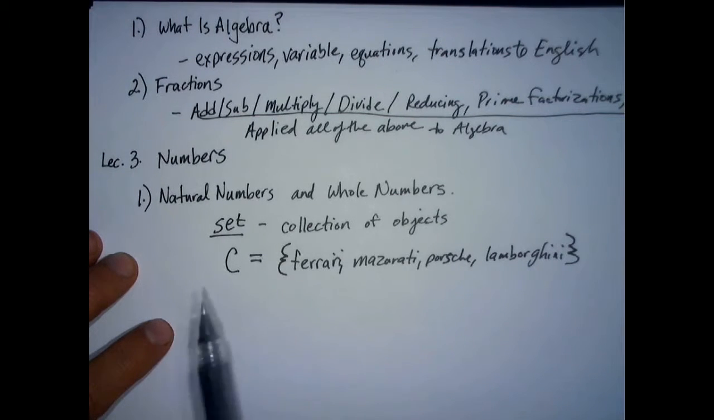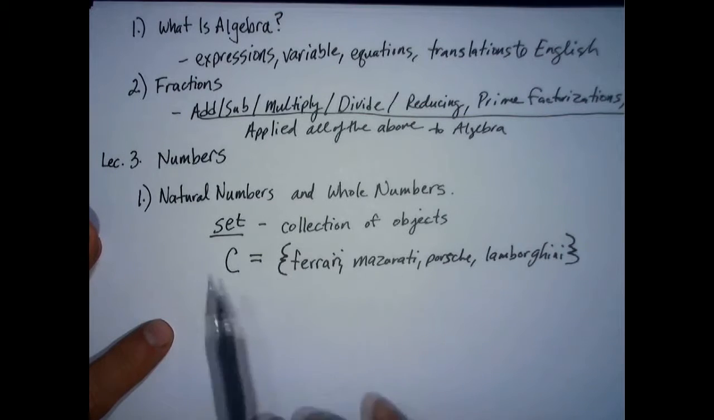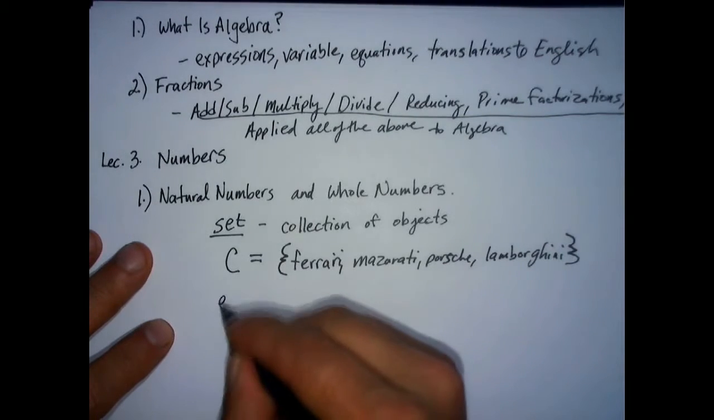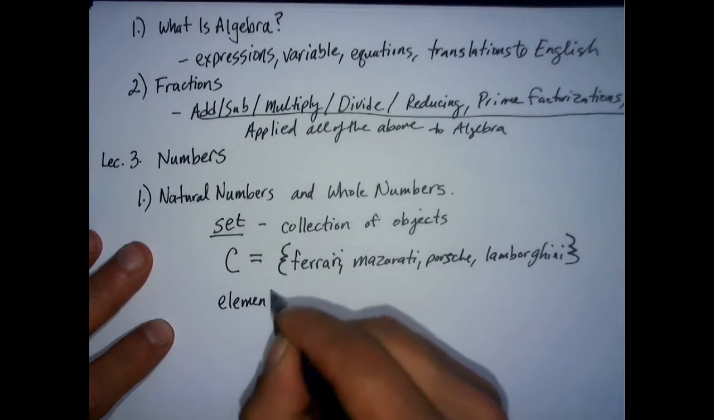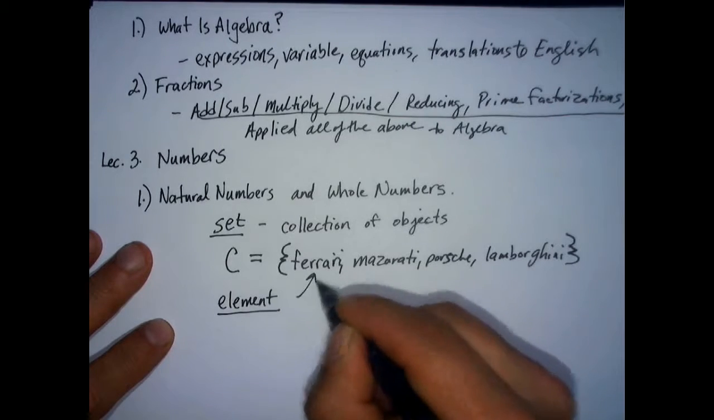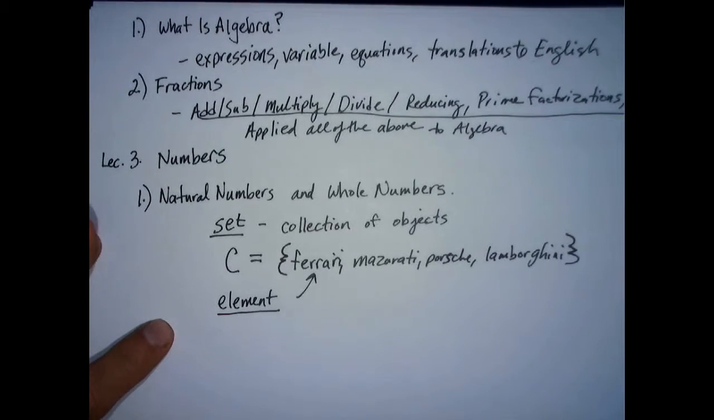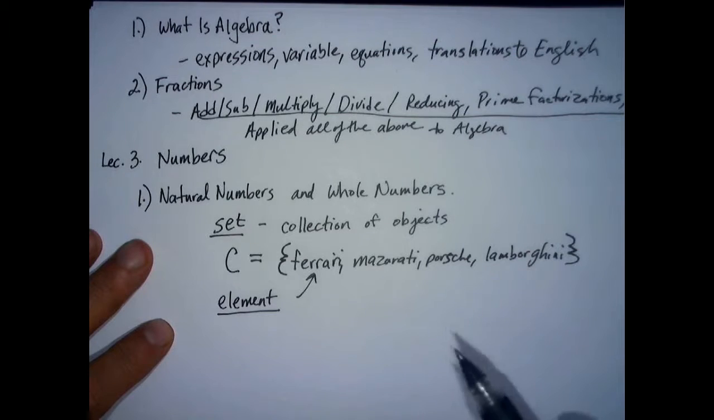And we're not going to get too far into sets. I'm just going to say this is a set. Now, an element of a set is Ferrari. It's just an object. Each individual object in a set is an element of the set. Okay? And you'll see me do this a lot later.